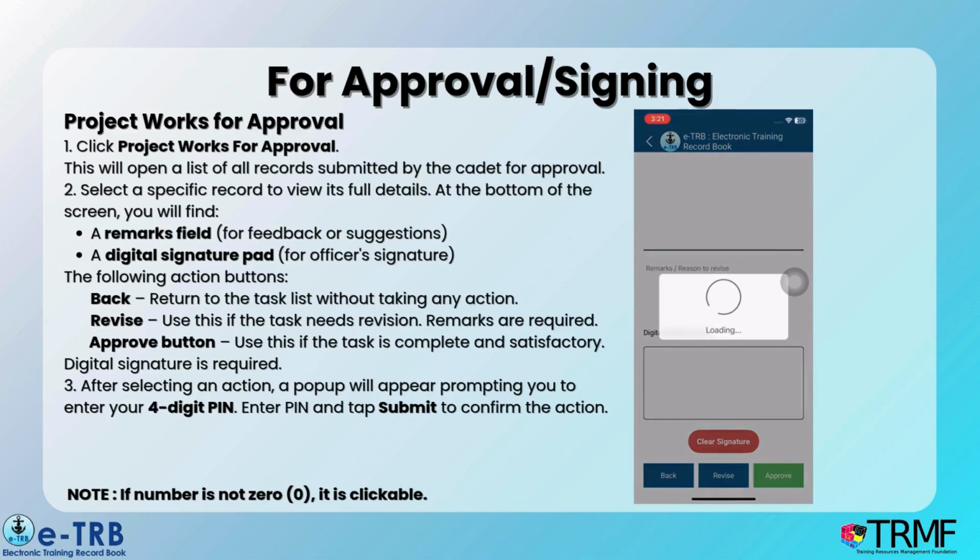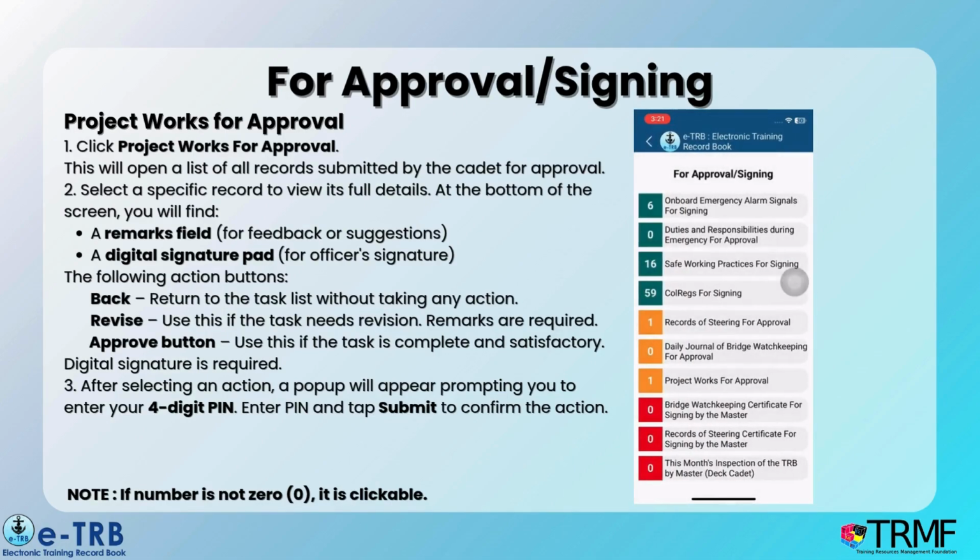3. After selecting an action, a pop-up will appear prompting you to enter your 4-digit PIN. Enter the PIN and tap Submit to confirm the action. Note: if the number is not 00, it is clickable.